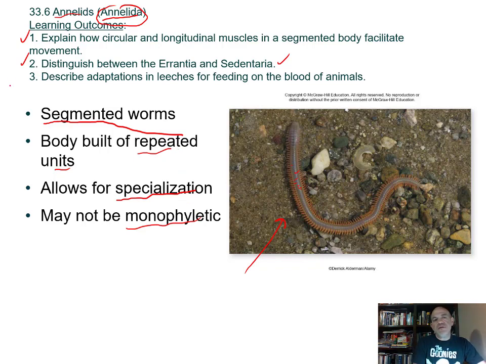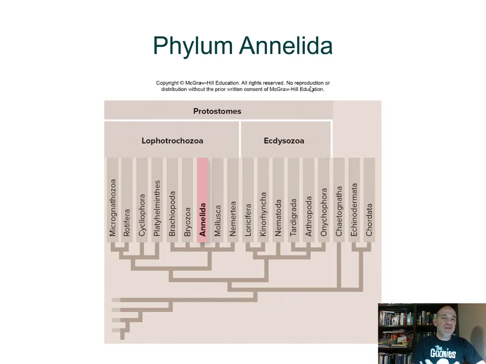A third objective that I must have missed here is to describe the adaptations that leeches have for feeding off the blood of other animals. So they're ectoparasites. Here we are on our diagram. We're still in this clade that the older book referred to as the Lophotrochozoans, and this one over here was the Platyzoans. They're all protostomes to begin with.